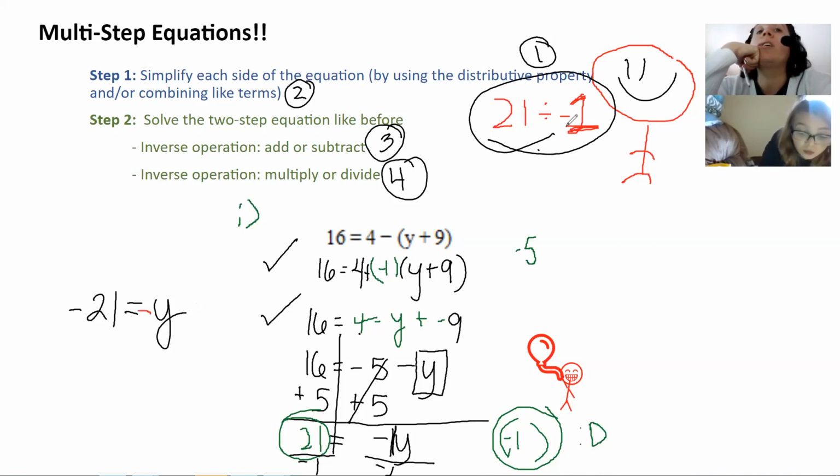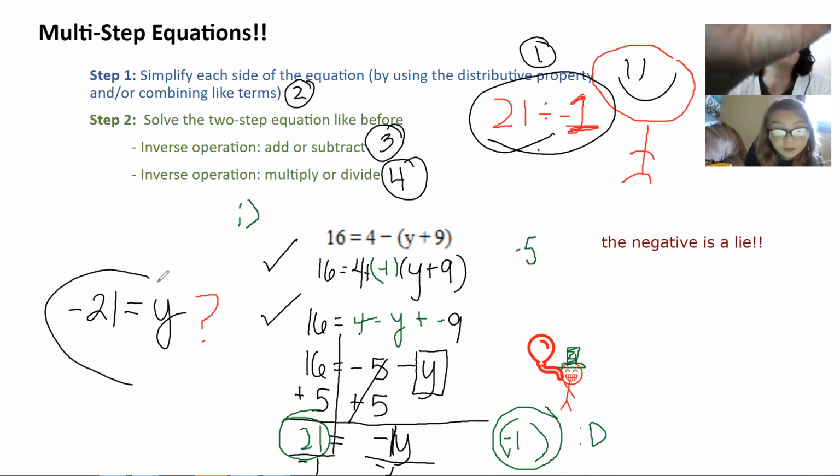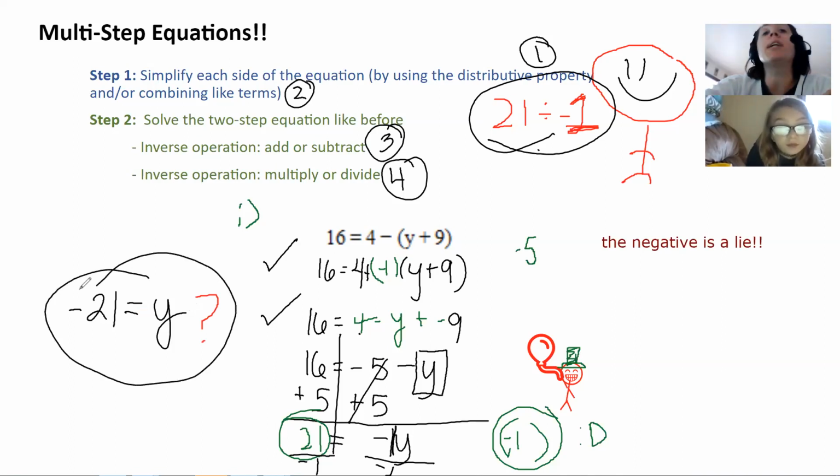Okie dokie. Oh, and we wouldn't say -21 equals -y, because we divided by -1. So now that y is positive, yep, that's our answer. -21 equals y. Good stuff, guys.